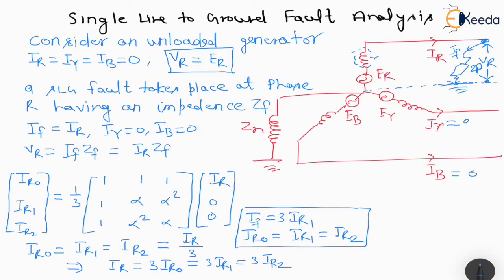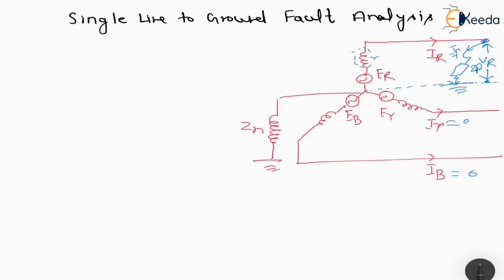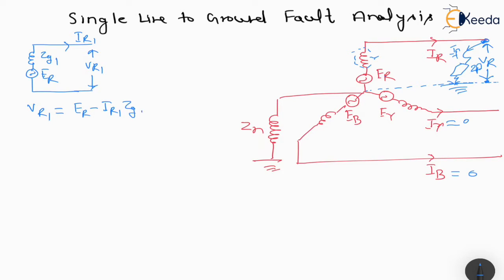Now I am going to draw the positive sequence, negative sequence and zero sequence circuits. We know the positive sequence network: that will be ER, this is ZG1, and this will be VR1, and here it will be IR1. We can write that the value of VR1 is equal to ER minus IR1 into ZG1.